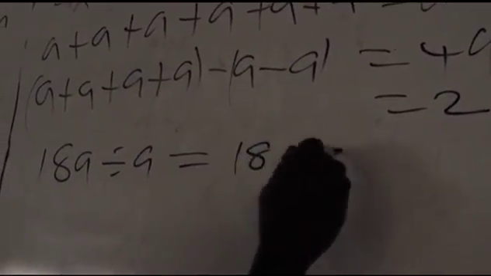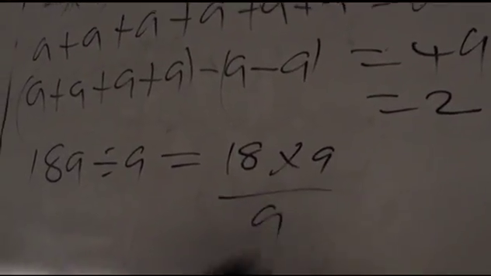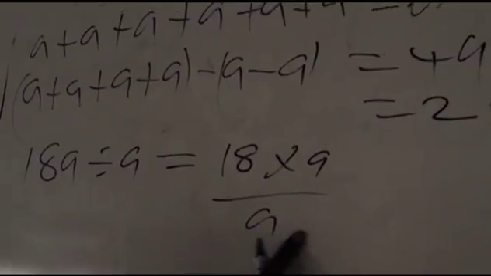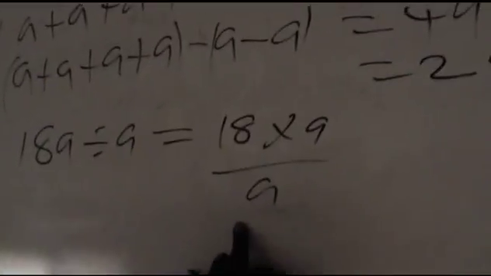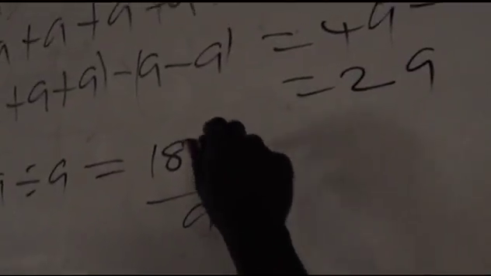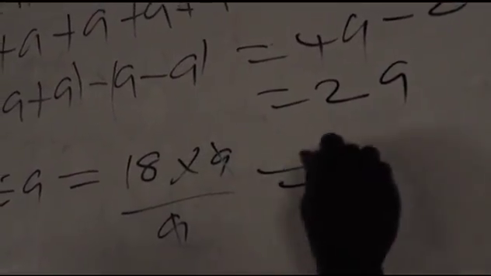So here we have 18A divided by A. So 18A divided by A will be equal to just 18 times A divided by A. You cannot say 18 divided by A. So what you do now, you use A to divide the last term. So A divided by A. So what will be left is 18.